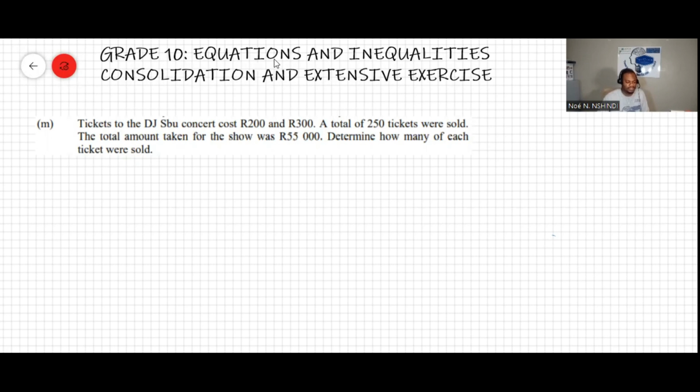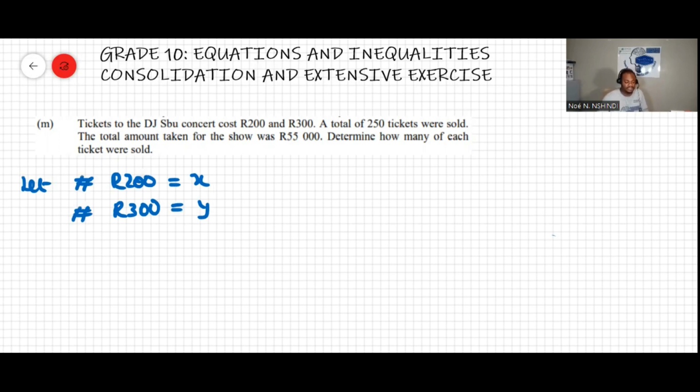We can say this. Let's, for instance, let the number of 200 Rand tickets be X, and the number of the 300 Rand tickets be Y, because we don't know how many of each were sold exactly. So we give them variable names X and Y.